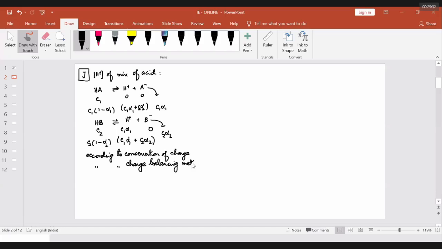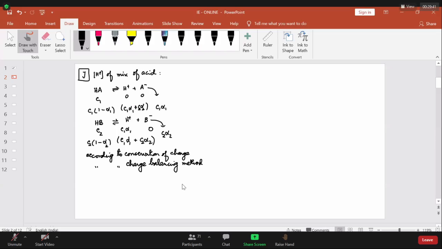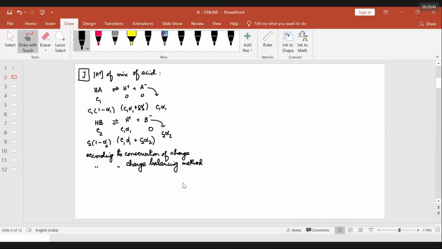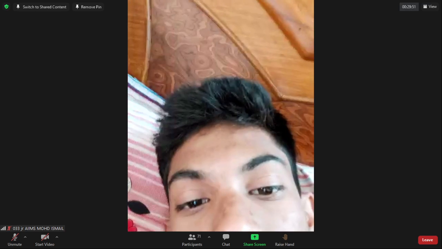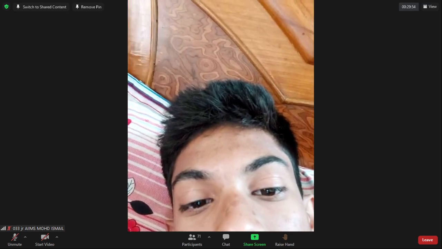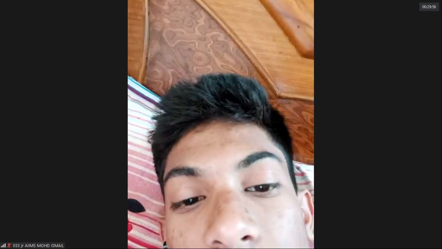What is that? Mass balancing method. Calcium oxide 56, carbon dioxide 44, calcium carbonate 100. Yes. What are you doing? Law of conservation of mass. Physics people say, no, no, no. If you are talking about balancing of the mass, here it is charge balancing. What is the meaning of charge balancing? Total cationic charge is equal to total negative charge.